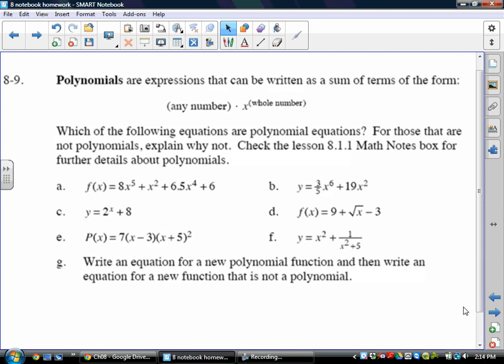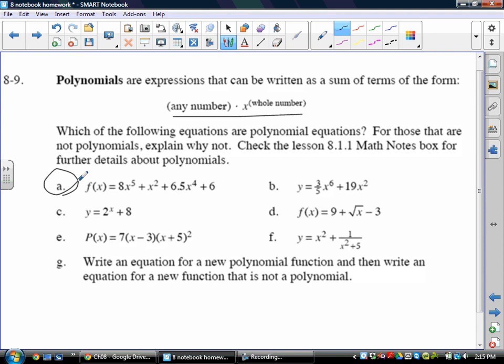Okay. So if we look at these, some of them are kind of obvious. A polynomial, again, is a number times x to a certain power, and it has to be a whole number power. It can't be a half, stuff like that. So if we look at part A, that one has x's all raised to certain powers, so that one is going to be a yes. I'm just going to circle them if they're yes. B, we have a number times x to the sixth, a number times x to the second, those are both whole number powers, so B is a yes as well.